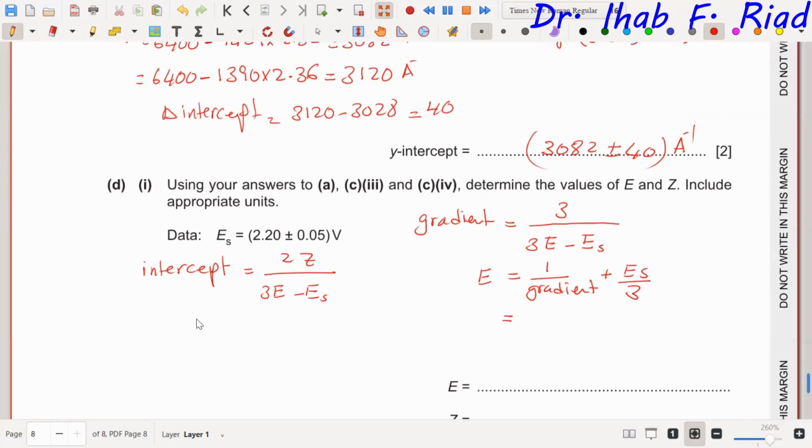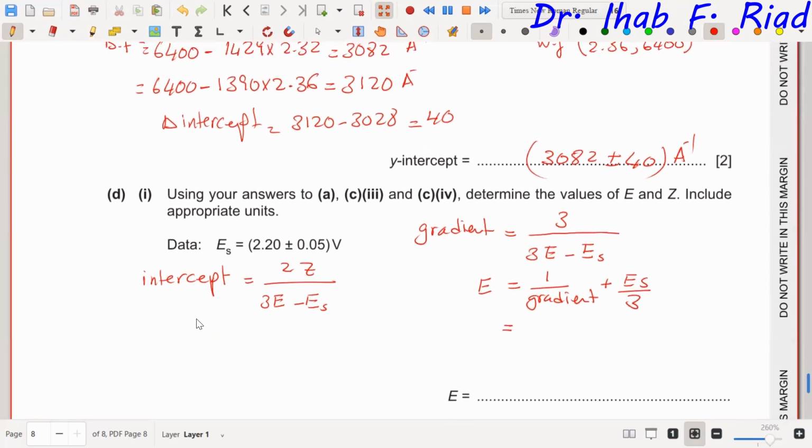What about the 3 that was in front of the E? We divide it. It was 3E, right? And we got 3 over gradient, right? And we got ES, right? Yes. Okay. Then we divide the whole thing by 3.